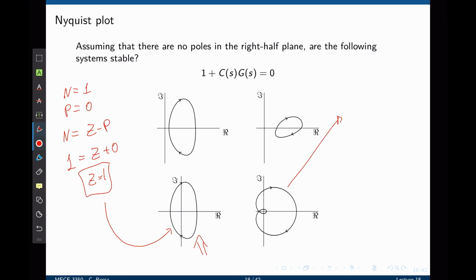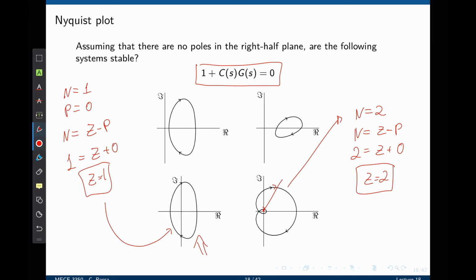The last one here, we see 2 encirclements of the origin, so n equals 2. If you trace a line here from 0 to infinity and count how many times the contour crosses the line, n equals 2. And you guessed it, the system is unstable as well, with 2 unstable poles, or the characteristic equation has 2 unstable zeros.